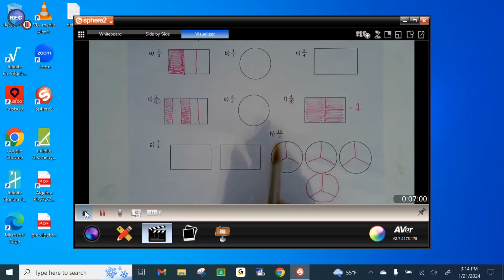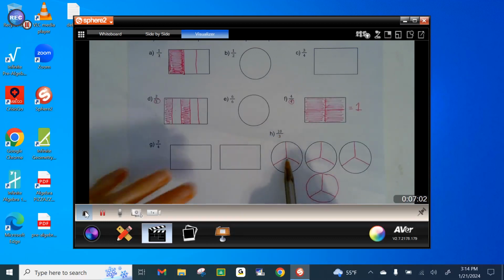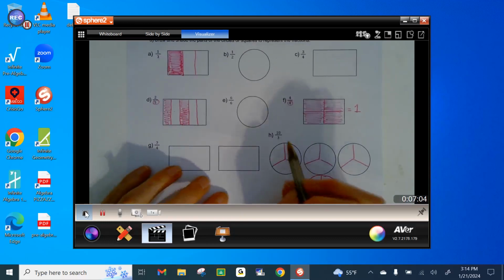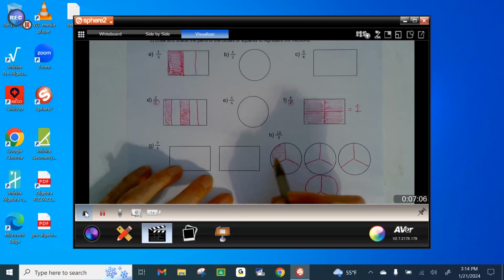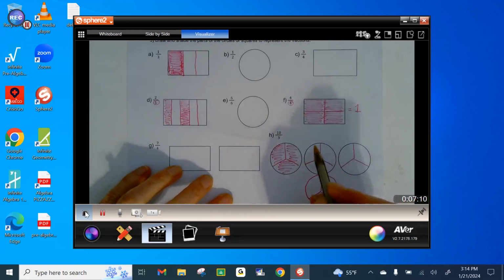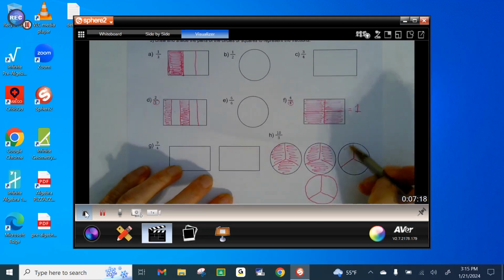Okay, so now we want to shade in 10 of them. So you see why we need more than one circle, because this is just 3. 1, 2, 3. And this is 3 more, so that's 4, 5, 6. So we have 1, 2, 3, 4, 5, 6, 7, 8, 9, and we have 9 shaded in now. 3, 3, 3. And we need 1 more.